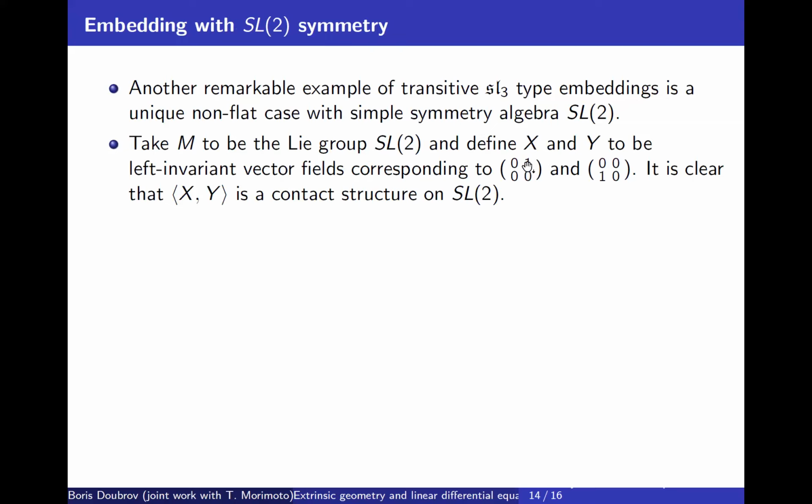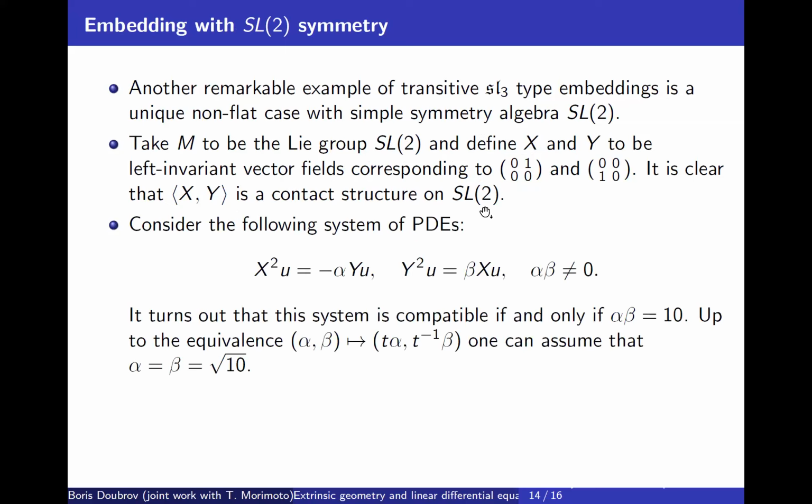So if you take X and Y to be two vector fields which correspond to the strictly upper and lower triangular standard basis in SL2, then of course X, Y spans a left invariant contact distribution on SL2. And we can consider the system: X squared u is proportional to Yu and Y squared u is proportional to Xu, where alpha and beta are non-zero. It turns out that it's compatible if and only if alpha beta is 10, for some reason. So this is a typical compatibility condition for such systems.